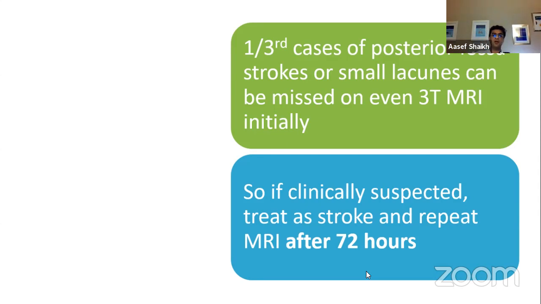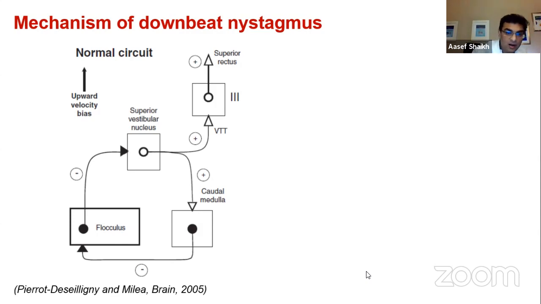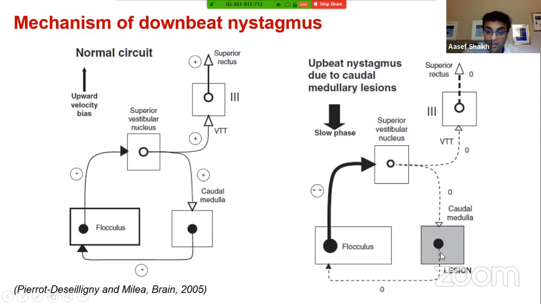Now coming to some mechanisms of upbeat nystagmus, there is a typographic error here. So this is again the physiology. The flocculus sends an inhibitory signal to your superior vestibular nucleus, which then sends excitation through the ventral tegmental tract to the superior rectus, right? And then excitation goes through the caudal medulla to your flocculus, which causes inhibition, right? So now, let's say you have a caudal medullary lesion, like what we had in the patient that Dr. Kothari had, then you are disinhibiting the flocculus. So the flocculus is hyperactive, and it is sending excessive inhibitory influence on the superior vestibular nucleus. As a result, your ventral tegmental tract is also inhibited, and as a result, your superior rectus is inhibited.